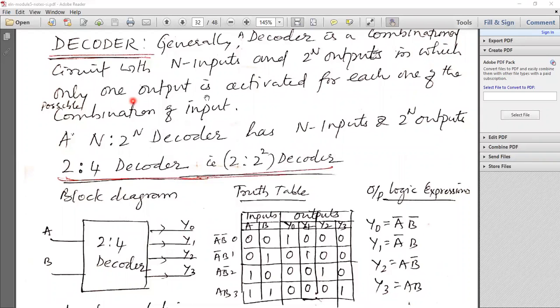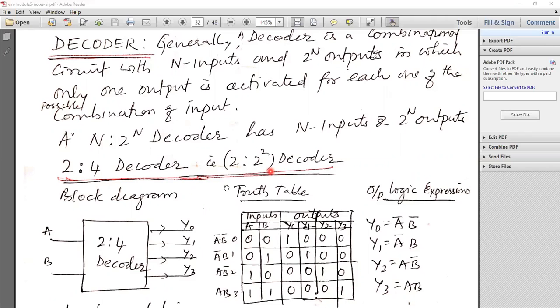But only one output is activated for each one of the possible combinations of input. This will be clear once we see the block diagram and the truth table associated with it. So a 2 to 4 decoder is a circuit which has 2 inputs and 2 raised to 2 number of outputs. That means n inputs and 2 raised to n outputs. So it is a 2 to 2 square decoder.